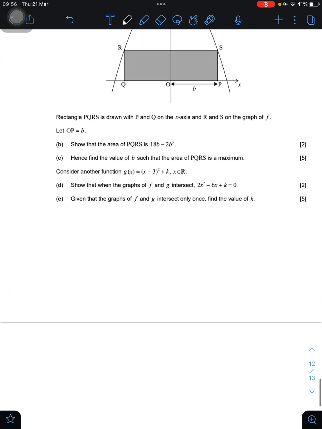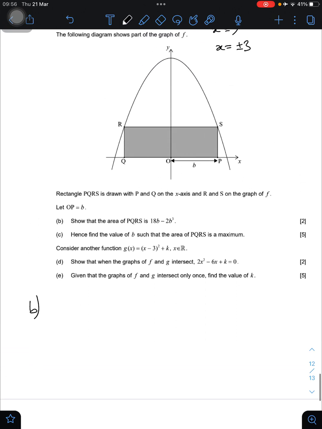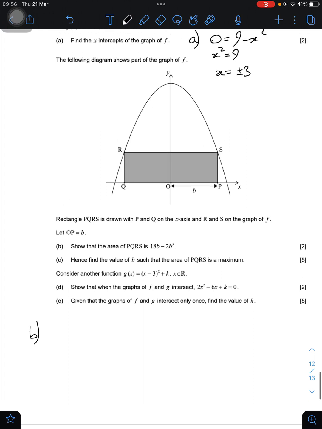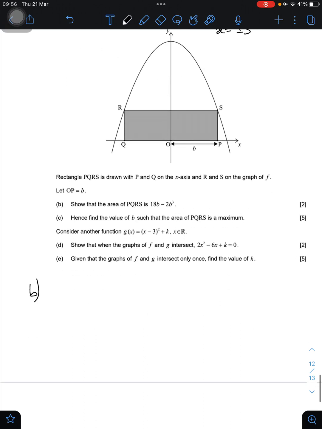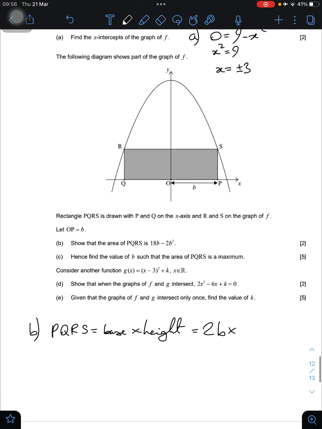So that's part A. Part B, showed the area of PQRS, so that's this big square there, will be 18b minus 2b cubed. Well, the key here is that we need to find out what the length of the base is and what the height is. So the area of PQRS is base times height. Well, the base, that's the easy part, that's just going to be 2b.